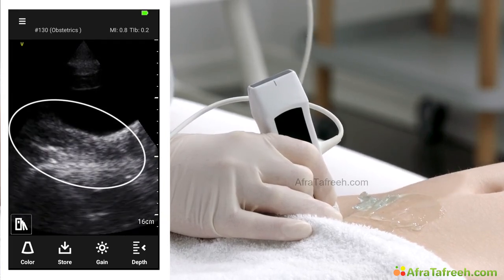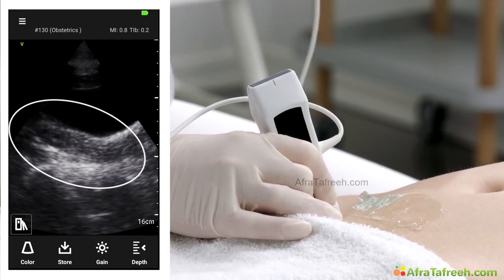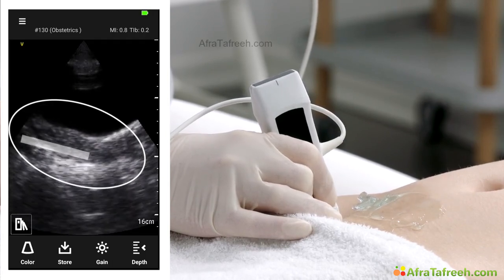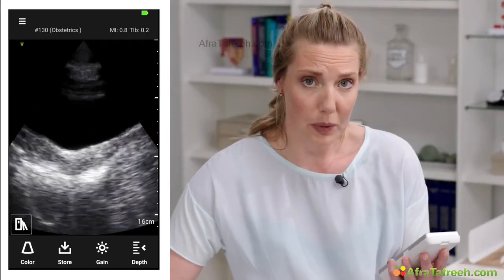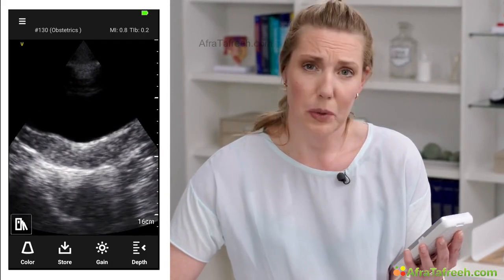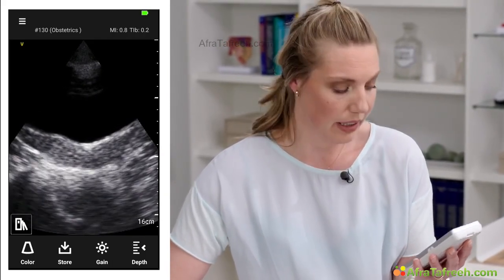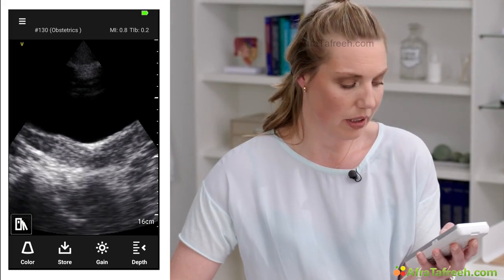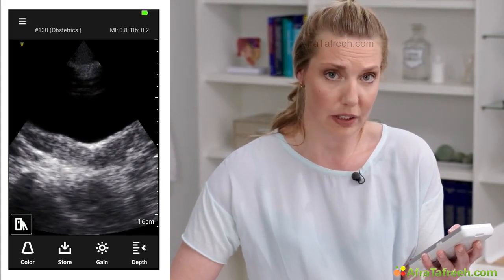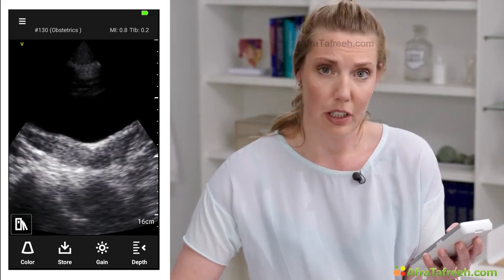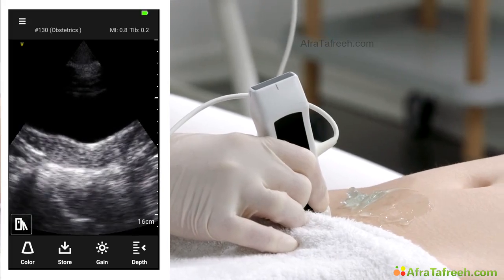Now we see the uterus and it's empty. We know that because we see the endometrium as a straight line in the middle. If there would be a pregnancy, we would see a pregnancy ring in the uterus. That means that the line of the endometrium, which is now straight, would show us a little black hole.